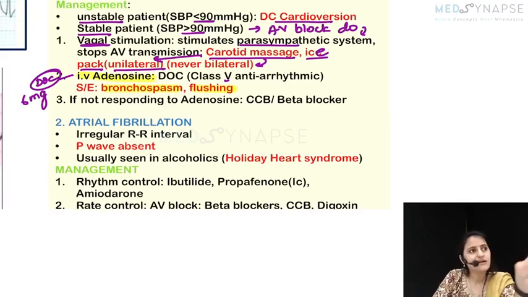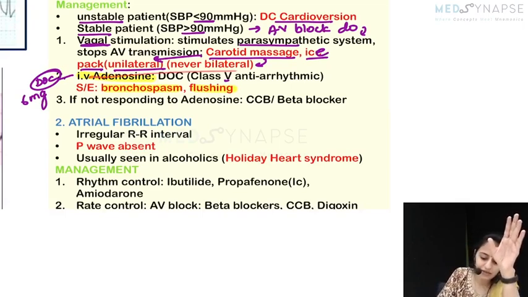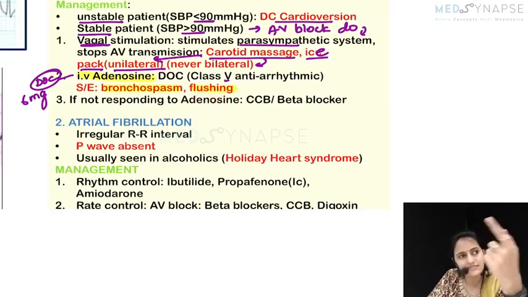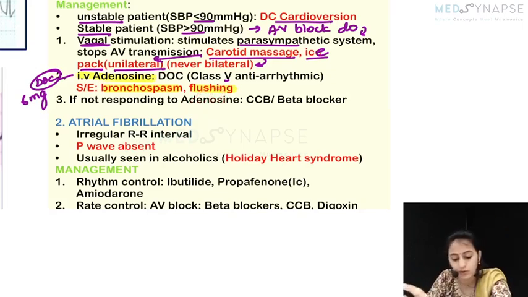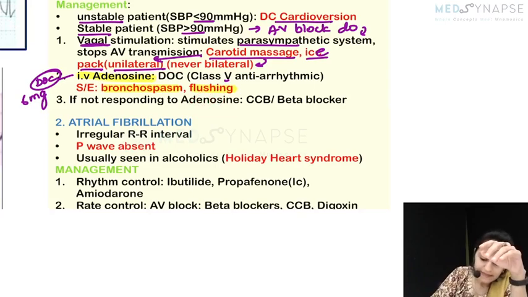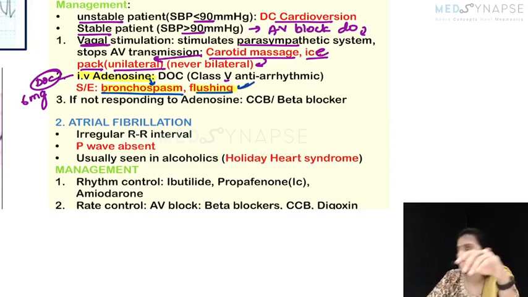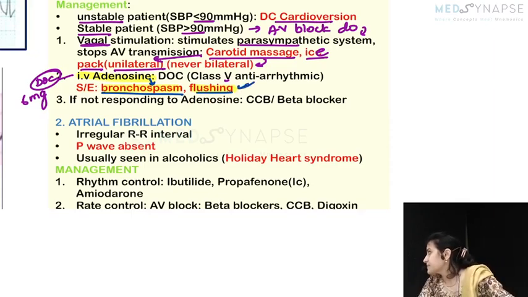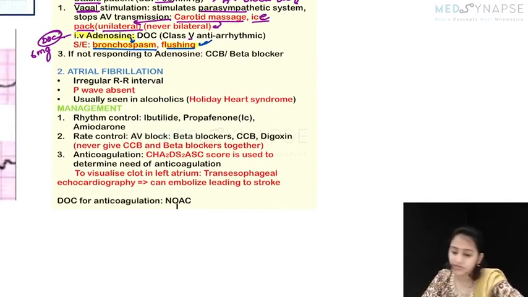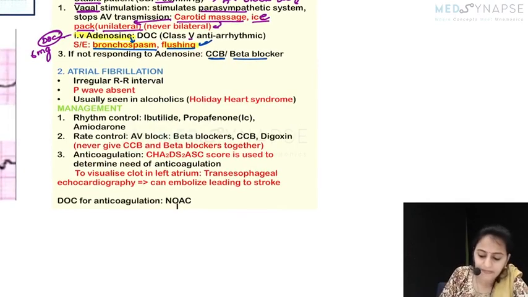So in the asthma curve diagram, where we had the substances causing bronchodilation and causing bronchoconstriction, bronchoconstriction is caused by acetylcholine, leukotrienes, and also adenosine. Remember, adenosine causes bronchospasm and flushing. Right? Important question. If it is not responding to adenosine also, then the next drug is calcium channel blocker and beta blocker.